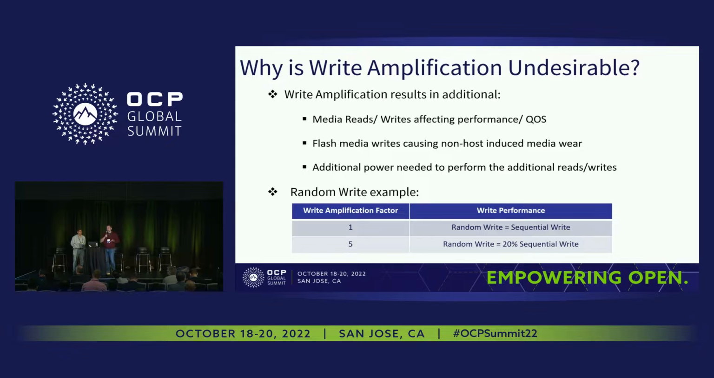For example, with random writes, if you have a write amplification of 1, your random writes would have the same performance, the same throughput as sequential writes. Whereas with a write amplification of 5, your random write workload is running at 20% the throughput of a sequential write workload.